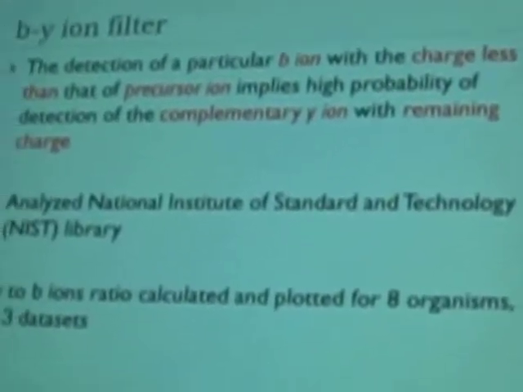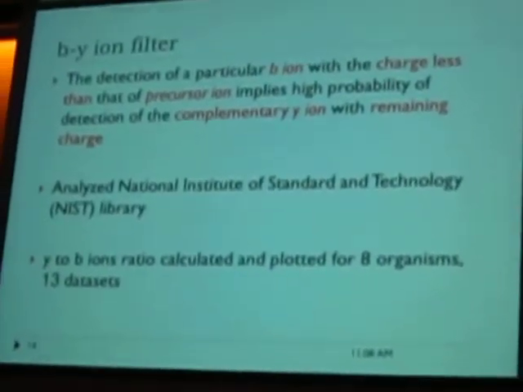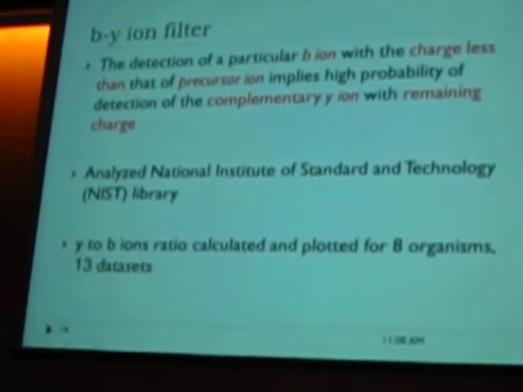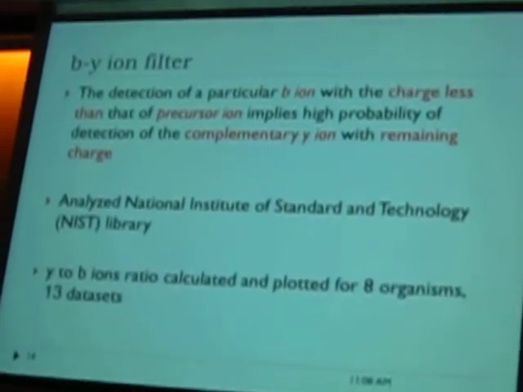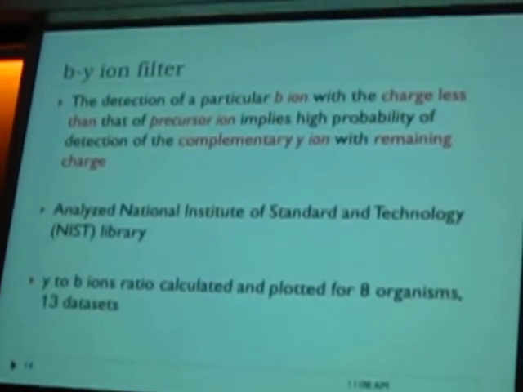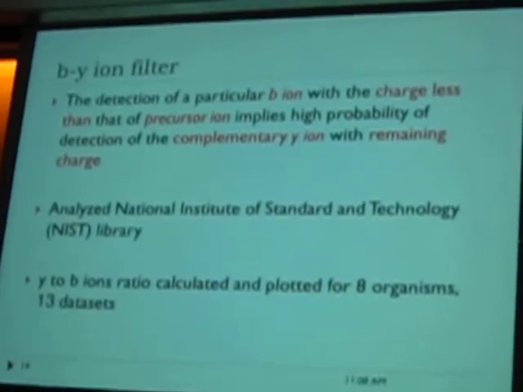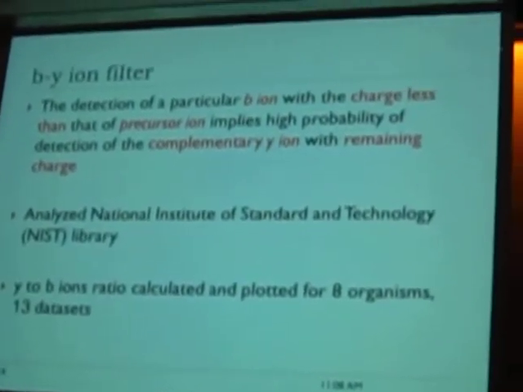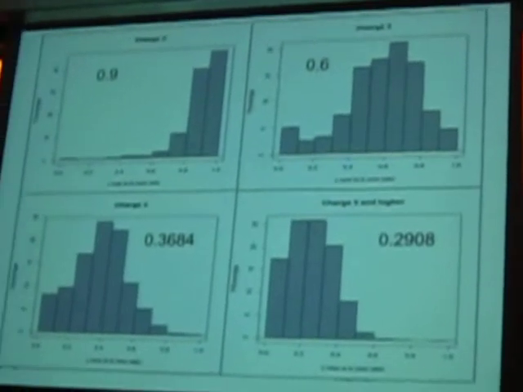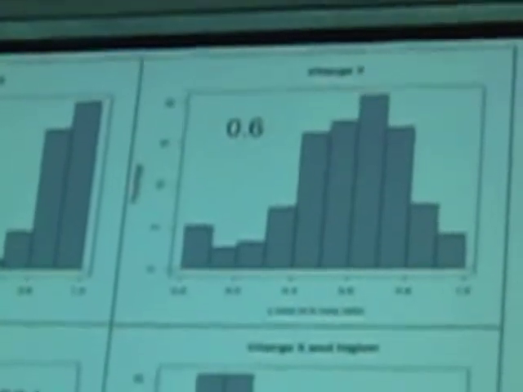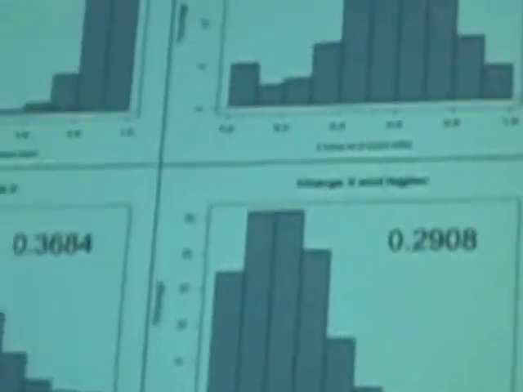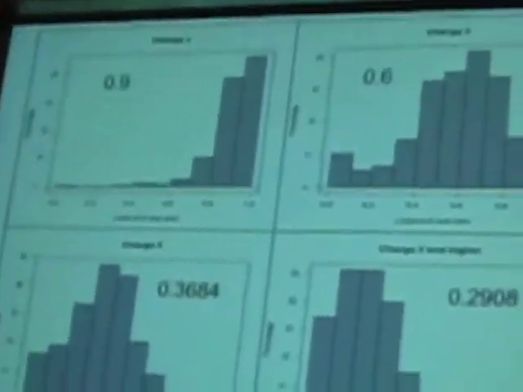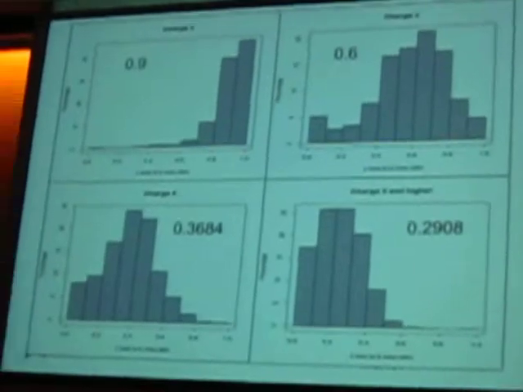So this is the observation, and we analyzed the data available from the National Institute of Standards and Technology. They have very good data, and each data point is done with 10 replicates, so it's quite reliable. To find out whether this observation is true or not, we analyzed all the data and plotted it for all the charges: charge 2, charge 3, charge 4, and charge 5 and higher. What it shows is the Y ions to B ions ratio. Which Y ions? Complementary Y ions with the remaining charge.